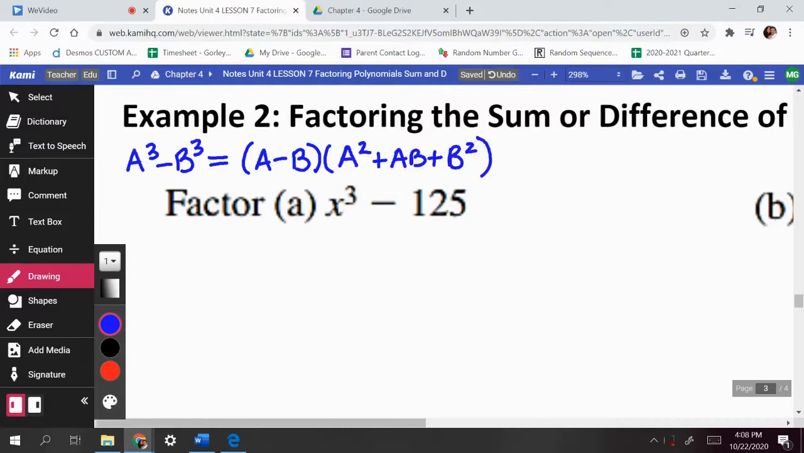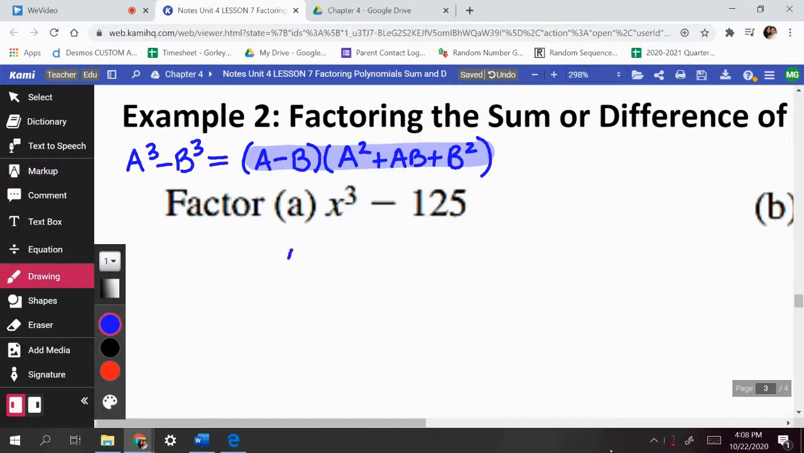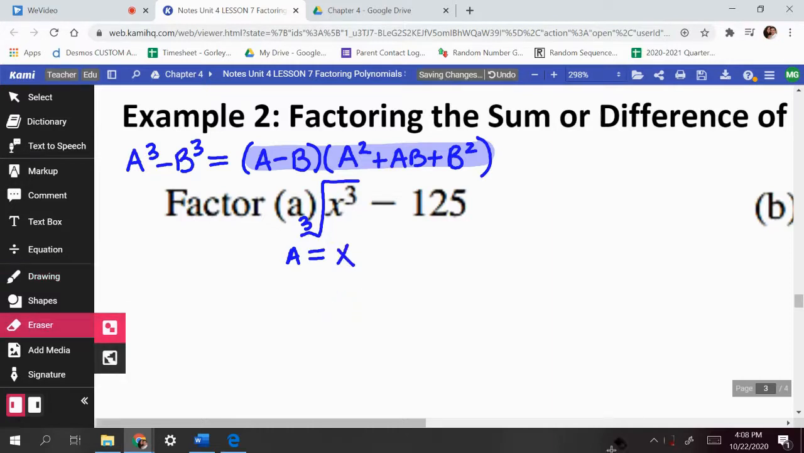Okay, now in order to plug into this formula, I have to know what a is equal to and what b is equal to. So in this case, what is x cubed a perfect cube of? Or what is the cube root of x cubed? That's going to be x, right? X times x times x is x cubed. Awesome.